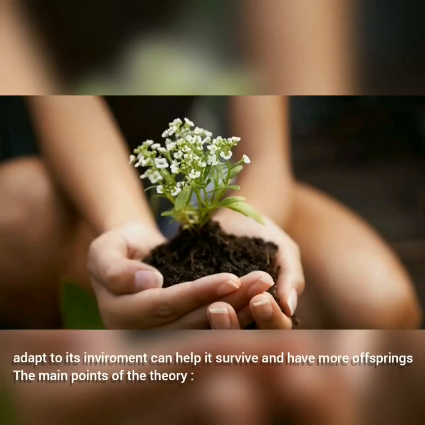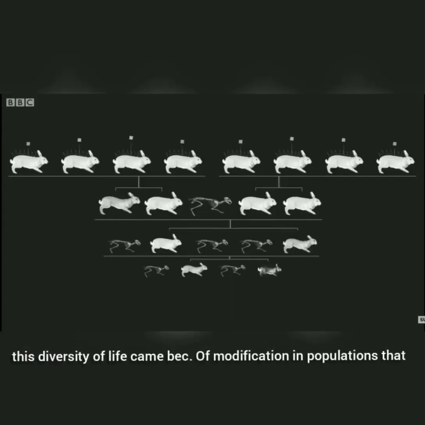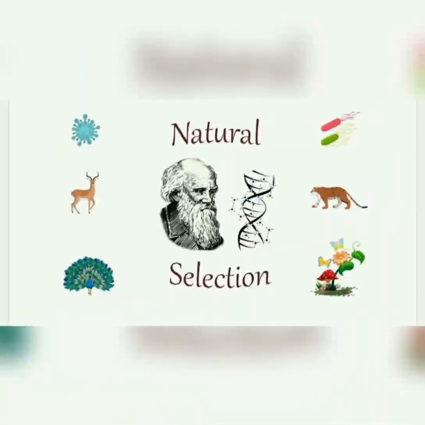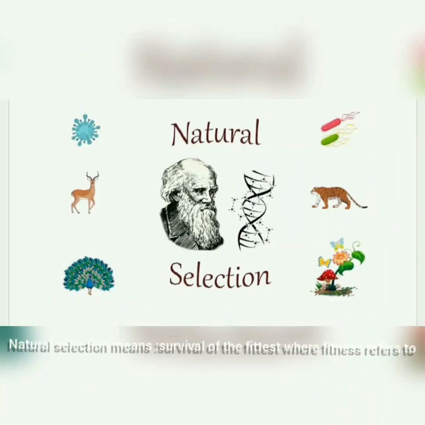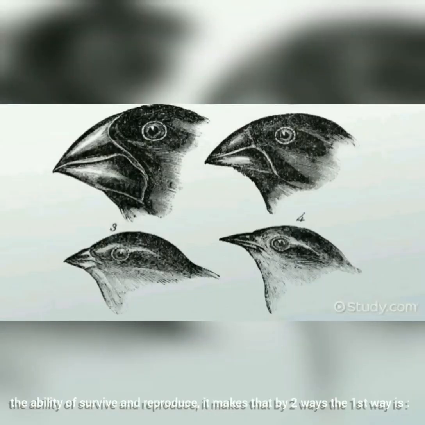The main points of the theory are that all life on Earth is connected and related to each other, and this diversity of life came because of modification in populations that were driven by natural selection. Natural selection means survival of the fittest, where fitness refers to the ability to survive and reproduce. It works in two ways.